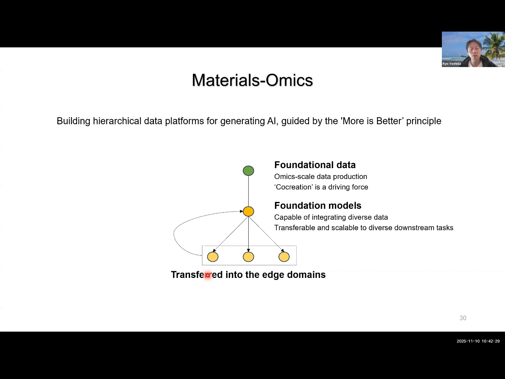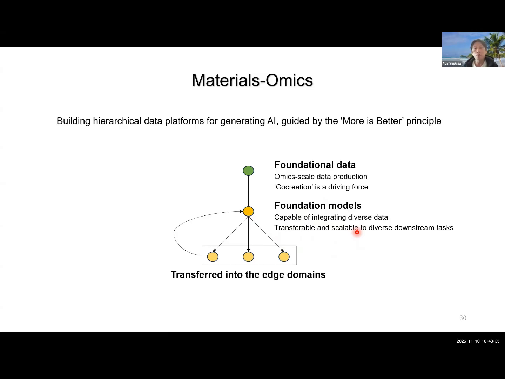In order to achieve this challenge, our strategy is to generate data in this domain. An omics-scale data production system is a key component, and co-creation is also a driving force to generate massive data. There is a discrepancy between the data in the cutting edge and this foundation domain, so machine learning models, especially sim-to-real transfer learning, play a key role. A distinctive feature of our foundation model is its capability of integrating diverse data, and its transferability and scalability to a wide variety of downstream tasks. This concept we are calling PolyOmics.